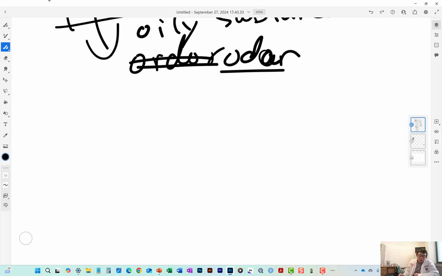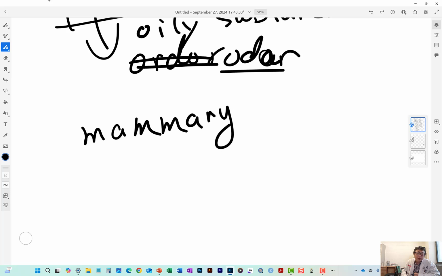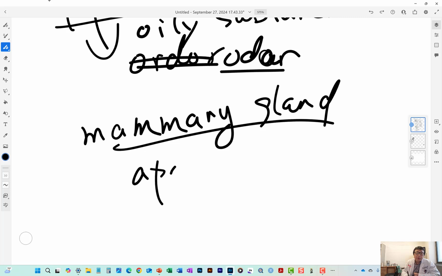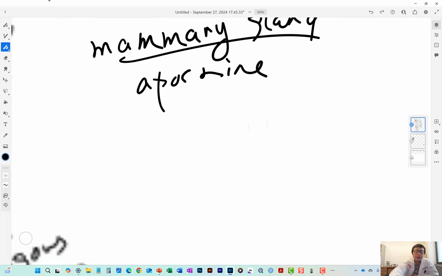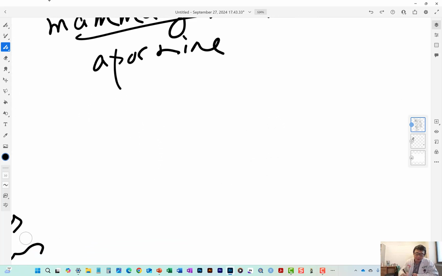But also in mammals, apocrine has a very special function, because in mammals we have milk. The milk is made by the mammary gland, and the mammary gland itself is a specialized apocrine sweat gland. So that's another special use of apocrine. And then lastly, let's talk about the fat.